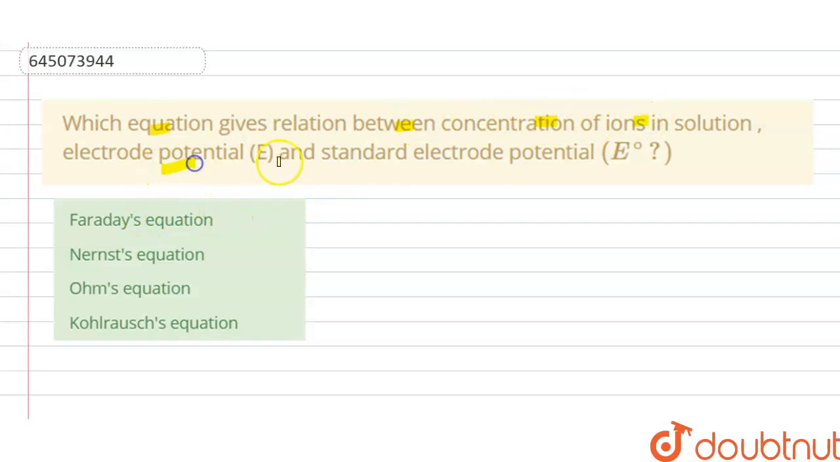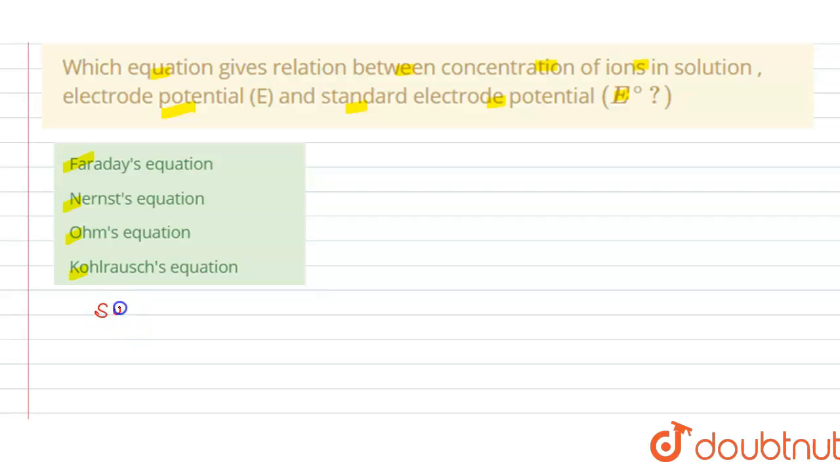Hello students, today our question is, which equation gives relation between concentration of ions in the solution, electrode potential, that is E, and standard electrode potential, that is E naught. So we have to give the equation which gives the relation between E and E naught. So is this Faraday's equation, Nernst equation, Ohm's equation, or Kolmogorov's equation? So we have to choose the correct option.